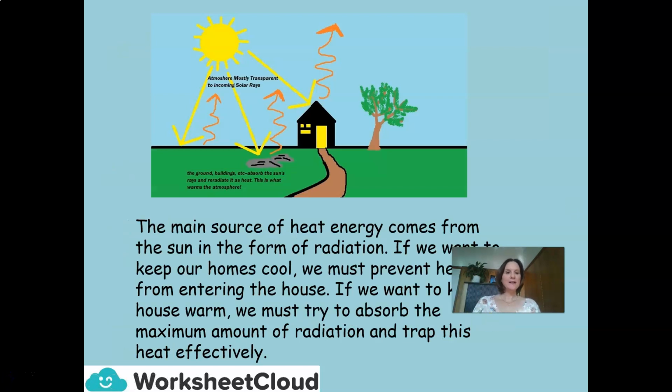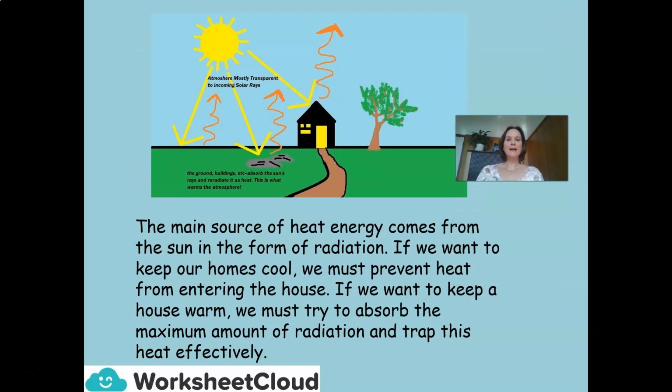So, let's start off with our main source of heat energy, which comes from the sun in the form of radiation. If we want to keep our homes cool, we must prevent heat from entering the house. But if we want to keep a house warm, we must try to absorb the maximum amount of radiation and trap this heat effectively, which is coming from the sun.